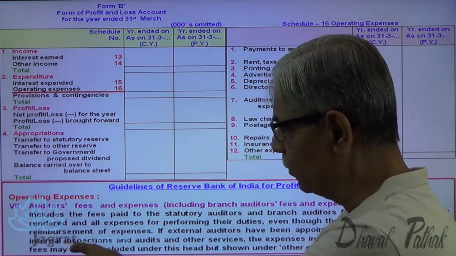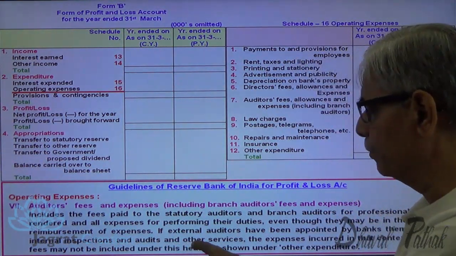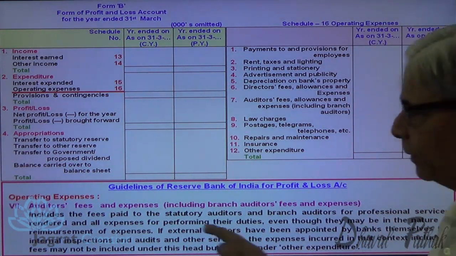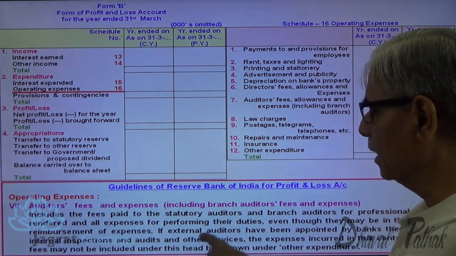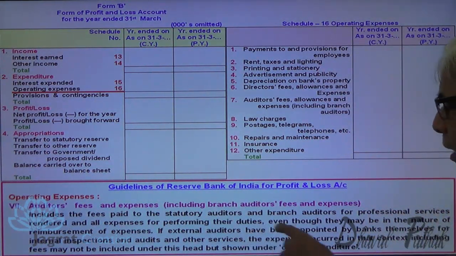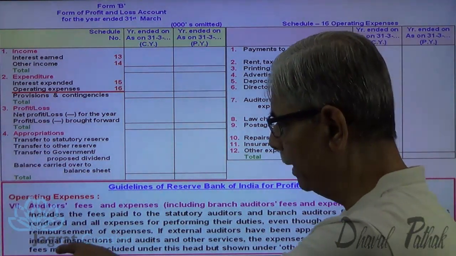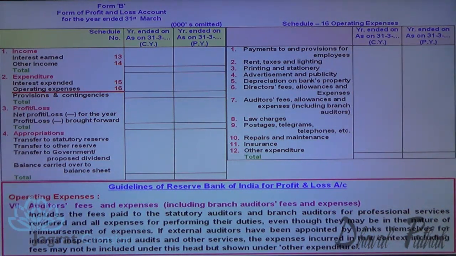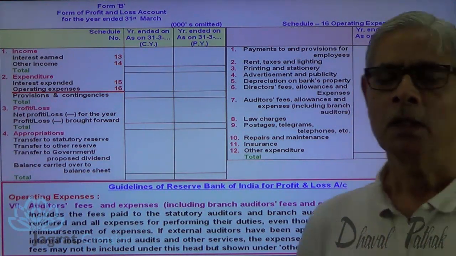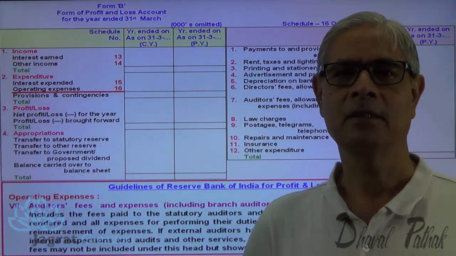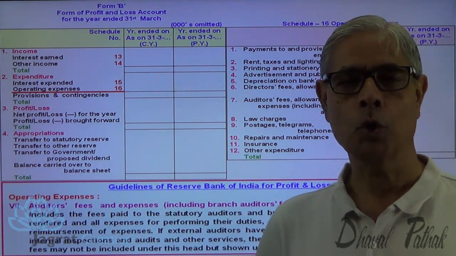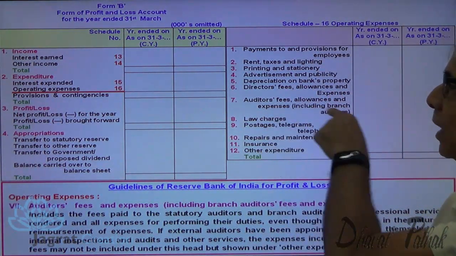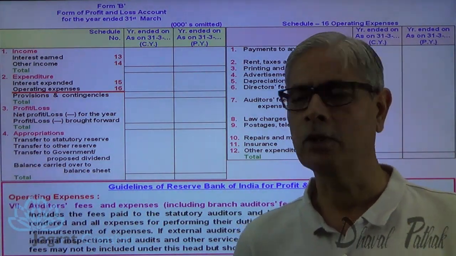for internal inspection and audits and other services, the expenditure incurred in that context, including fees, may not be included under this head, but shown under the head other expenditure. So the auditor appointed for the internal administration purpose, those audit fees should be covered under other expenses, but it should not be covered under the title of audit fees. That's an important point to be understood.